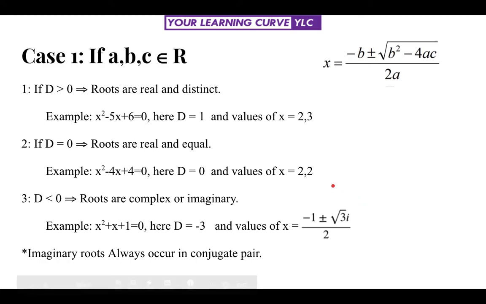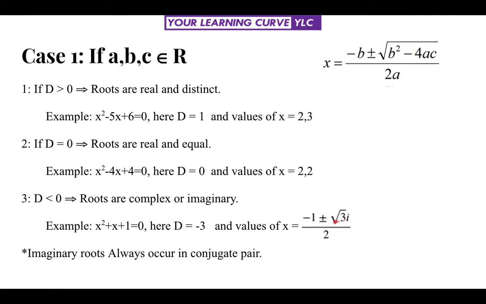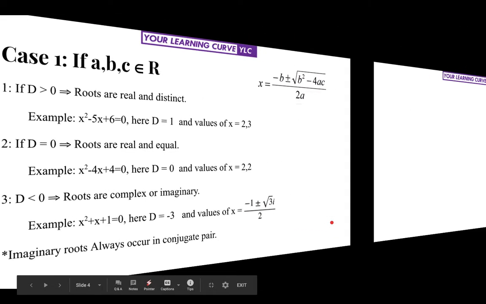Here one important thing you have to keep in mind, that imaginary roots always occur in conjugate pair, minus 1 plus minus root 3i. As we all know that a plus ib and a minus ib are conjugate pair of each other, provided a, b are real numbers. So minus 1 plus minus root 3i, that is if one root is minus 1 plus root 3i, then the other root will be minus 1 minus root 3i. That is, if one root is given to you and a, b, c are real, then you can say that the other root will be conjugate of the given root.